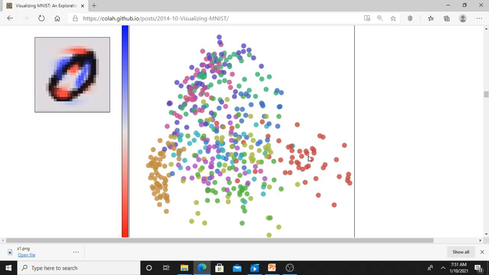roughly in this region. Just see, all your zeros are roughly in this region, isn't it? All your ones are roughly in this region, if you carefully observe. Now comes the hard part. Ones and zeros are fairly well separated. Just see, zeros are here and ones are here. They are fairly well separated.